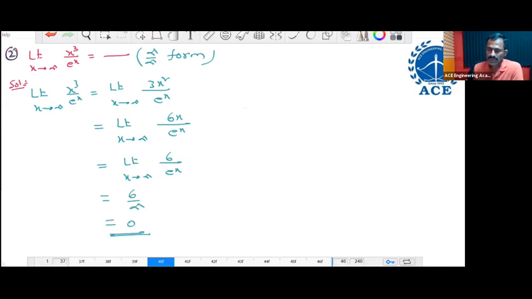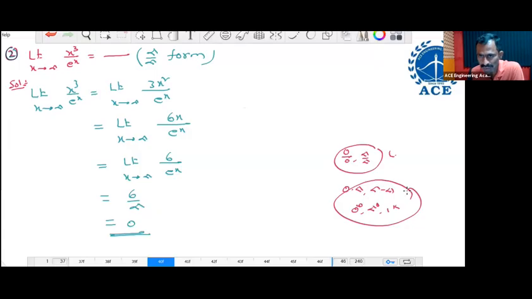Just now I told you that only for 0 by 0 and infinity by infinity can we apply L'Hospital directly. Other forms we cannot apply directly. That is 0 into infinity, infinity minus infinity, 0 power 0, infinity power 0, 1 power infinity. For all these, we cannot apply the L'Hospital rule directly. Indirectly, we can apply it because all these are reducible to these forms. Now, first we'll discuss how to reduce these forms to 0 by 0 form or infinity by infinity form.